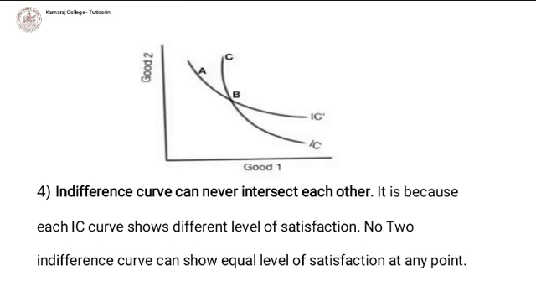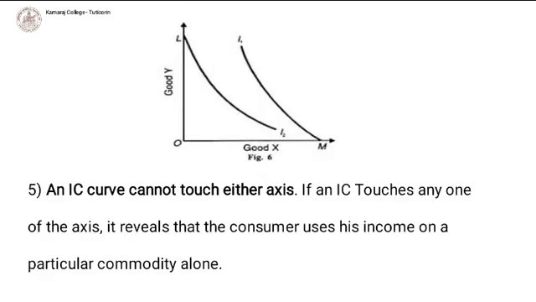Next one: an IC cannot touch either axis. Suppose an indifference curve touches one of the axes, it reveals that the consumer uses his income on a particular commodity alone. In this figure, IC1 touches the OY axis. That means the consumer consumes OL quantity of Y, and IC2 touches the OX axis at point M. The consumer will buy OM of X and no amount of Y. It is against the assumption, because the indifference curve reveals that the consumer consumes two commodities, say X and Y.